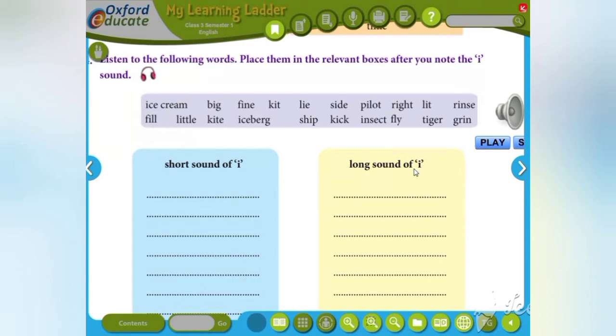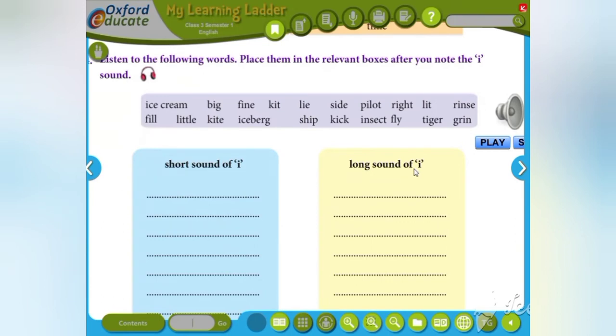It's pronounced as I, right? So if it is pronounced as I, then it is the long sound of I. So you have to write ice cream in the second column, the long sound of I. I think you can understand. Then kit. You can see the word kit.